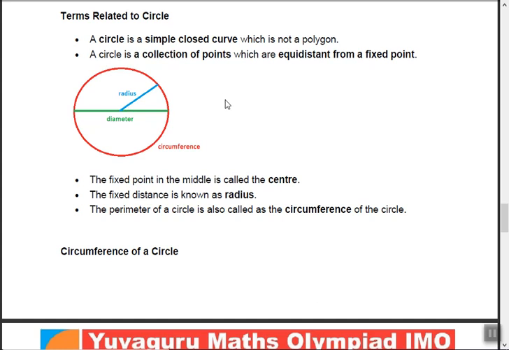Now let's speak about circle. See here, this is known as radius. Radius means from center to circumference, and diameter is double of radius. Any chord which passes through the center and connects the opposite sides of the circumference is the diameter. What is circumference? The end line of this boundary of this circle is known as circumference. See this, the fixed point in the middle is known as the center. Fixed distance is known as the radius. The perimeter of a circle is called the circumference.